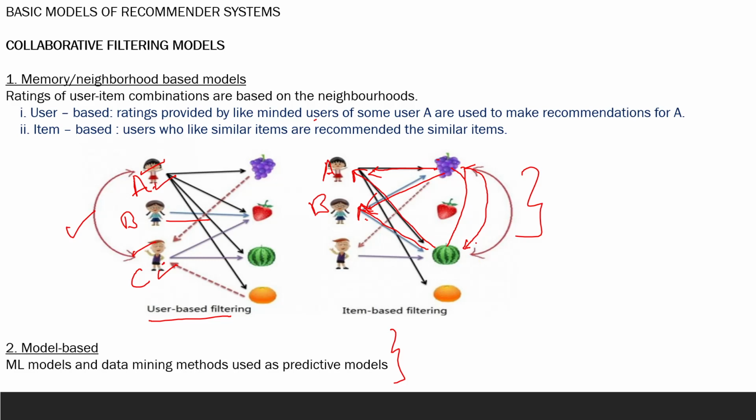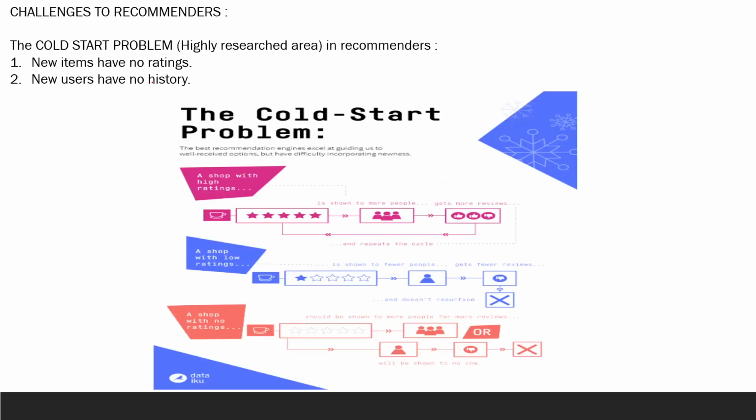But now the question arises: suppose a new item comes or a new user comes. The new items have no past ratings and the new users have no past history. So without any past history, how are we going to be able to find out similar users and similar items? Because we're looking at the past, right, to find out similarities. That will not be possible. That is what the cold start problem deals with.